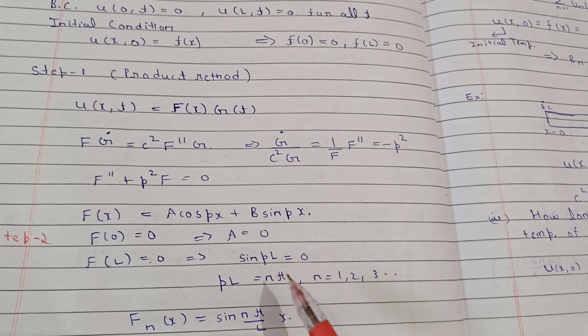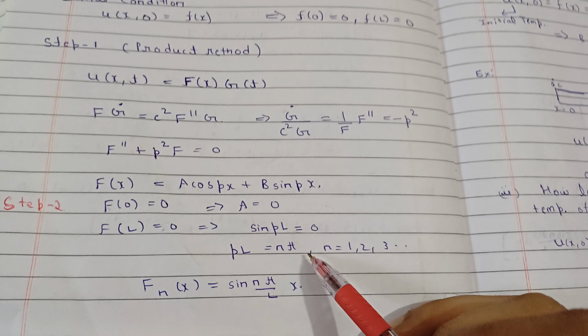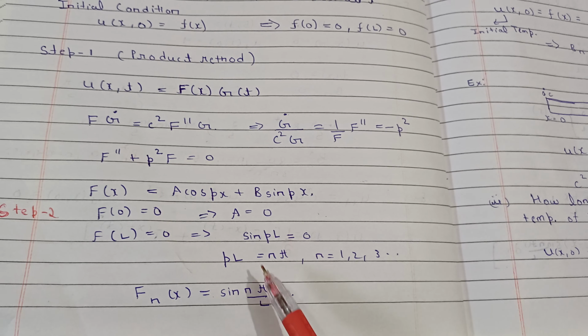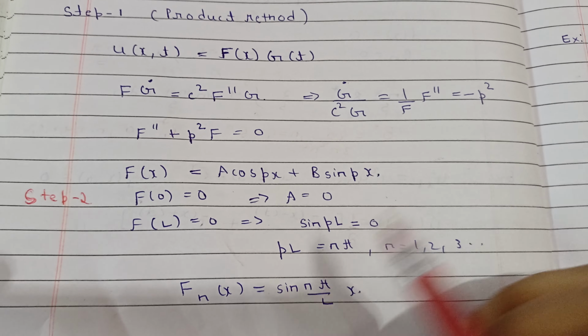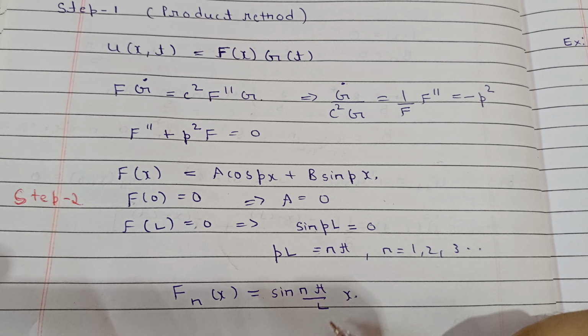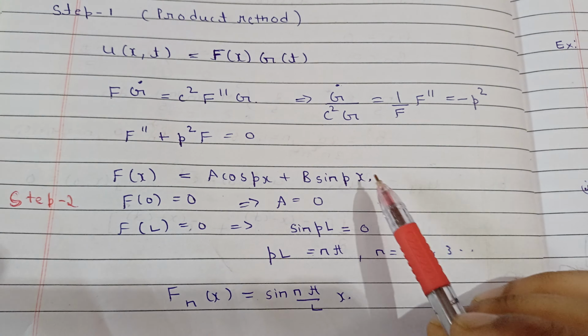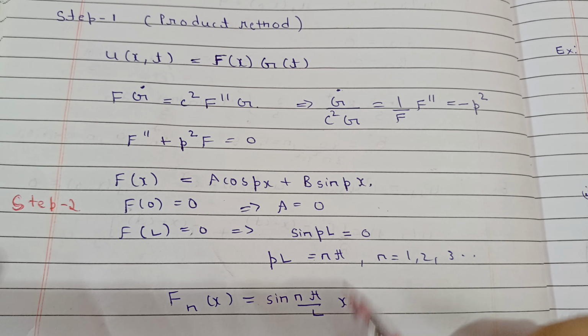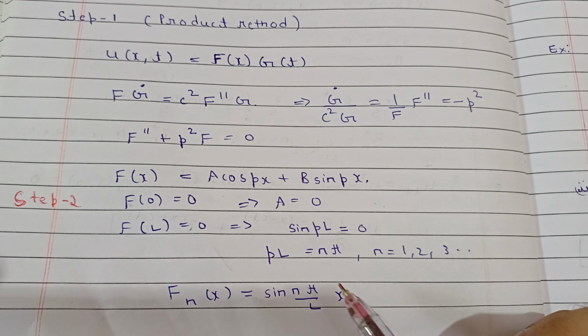Now B can't be 0, so pL must be nπ, and n is an integer. So now we can see here p = nπ/L. Substitute A = 0 and, in place of p, write nπ/L. So it will be F_n(x) = sin(nπx/L).